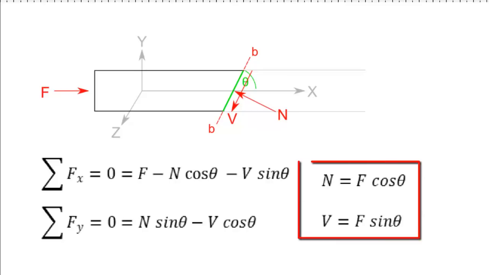And this results in the creation of a normal force that is equal to the applied load F times the cosine of theta, the angle that the plane was placed at, and that the shear force is equal to F times the sine of theta.